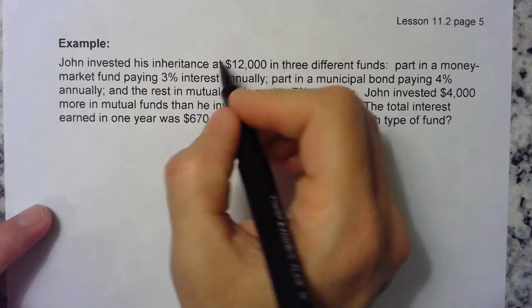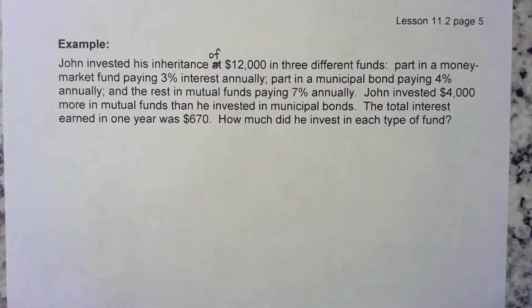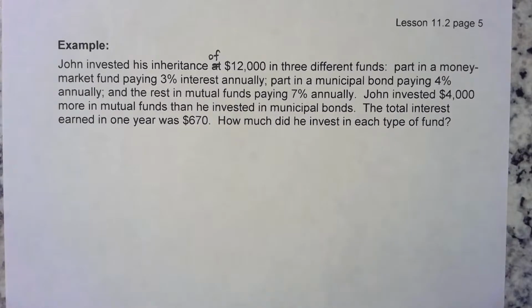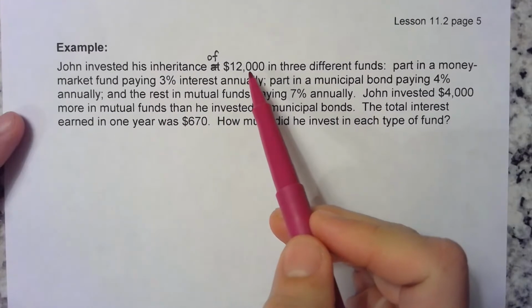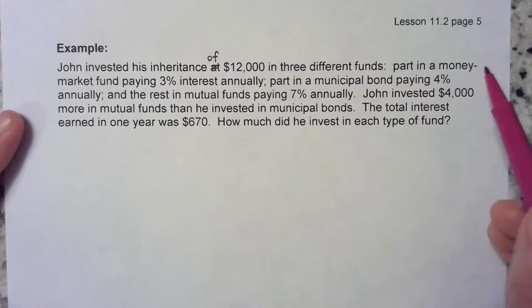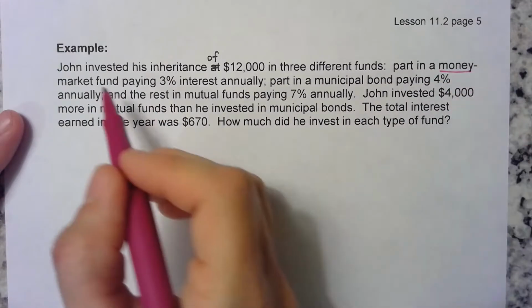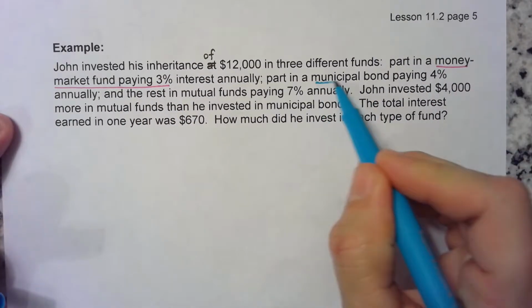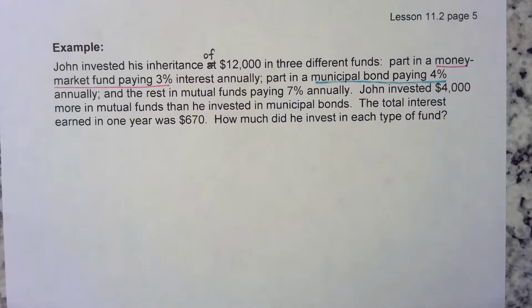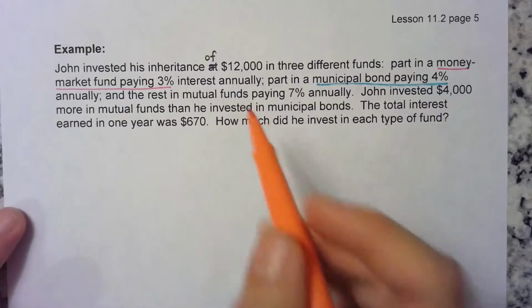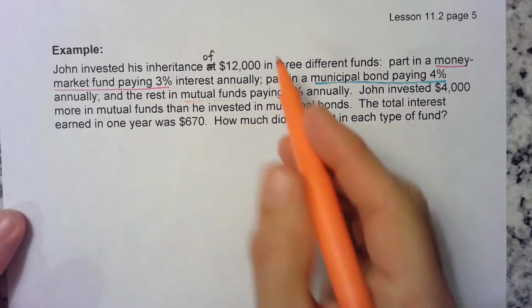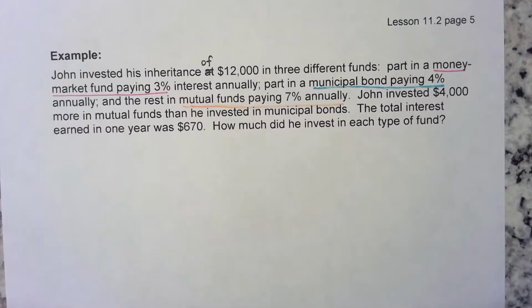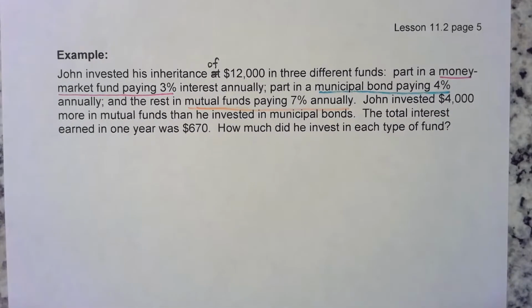First I want to change this to of, not at. Alright, so what do we have? We have a total of $12,000, right? That was his total inheritance. We have a money market fund. We have a municipal bond. And what else do we have? We have a mutual fund. Looks like I need new markers. So those are the 3 types of accounts that we have.